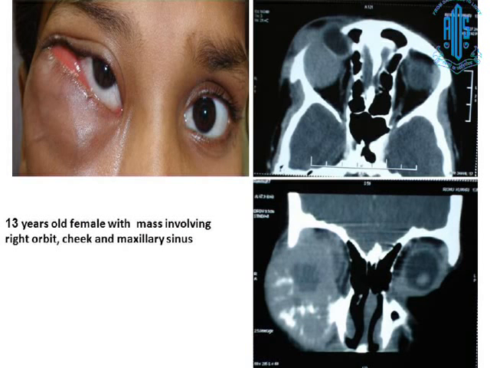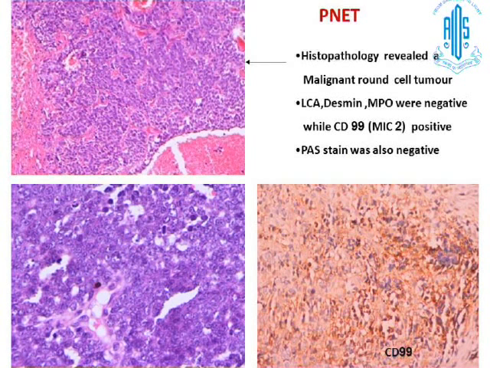Another case of a 13-year-old female with a huge mass involving the right orbit, cheek, and maxillary sinus. And you can see the CT picture over here. Now, H&E showed a malignant round cell tumor. There was no differentiation at all in the form of rosettes or other things. And this is the high-power picture showing numerous mitotic figures. Now, leukocyte common antigen, LCA, desmin, and MPO were done, which were all negative. PAS was also negative in this particular case, while CD99 was positive. It showed this membranous positivity. So this was diagnosed as PNET.